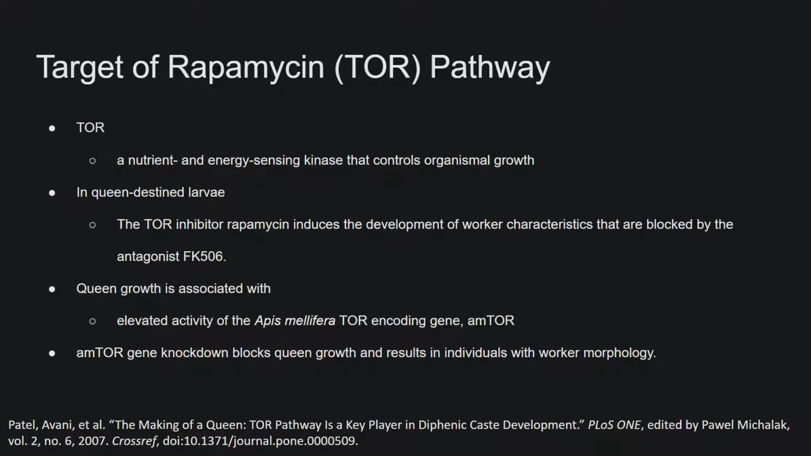Furthermore, queen growth is associated with elevated activity of the Apis mellifera TOR encoding gene, mTOR, and mTOR gene knockdown blocks queen growth and results in individuals with worker morphology. Gene knockdown is an experimental technique by which the expression of one or more of an organism's genes is reduced.